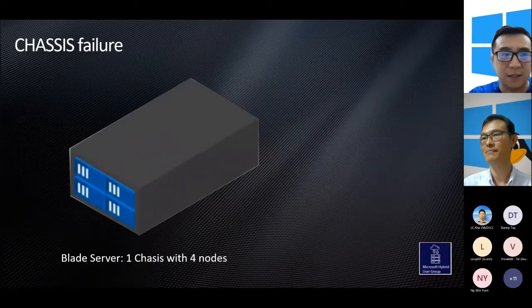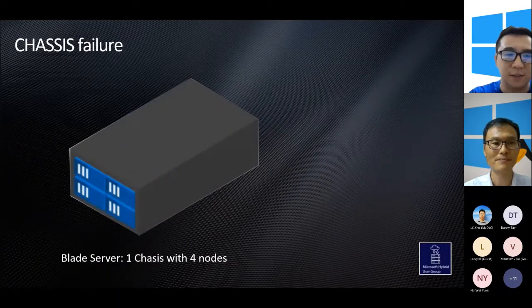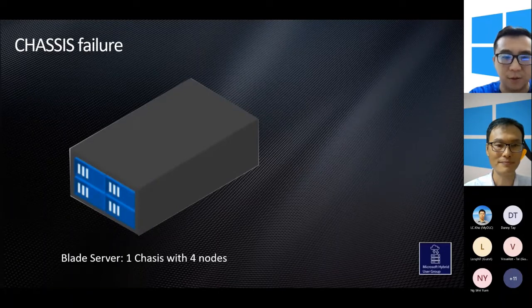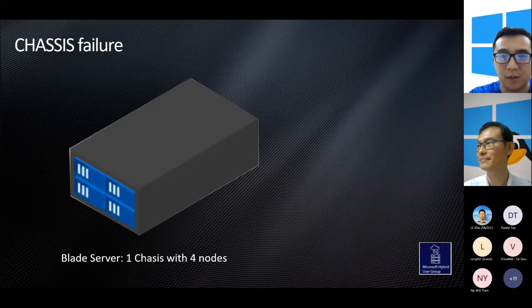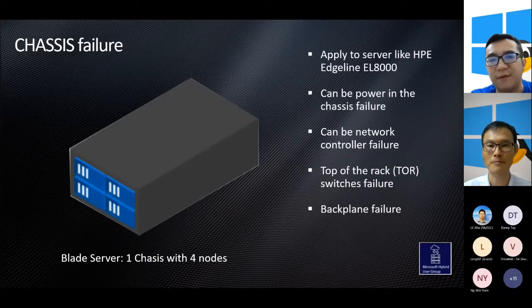So another thing is the chassis failure. An example of a chassis failure is the blade server. This is an example of one chassis with 4 nodes. This chassis failure applies to servers like the HPE Apollo EL8000.